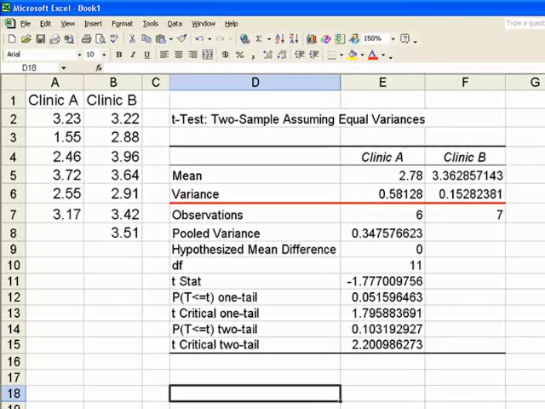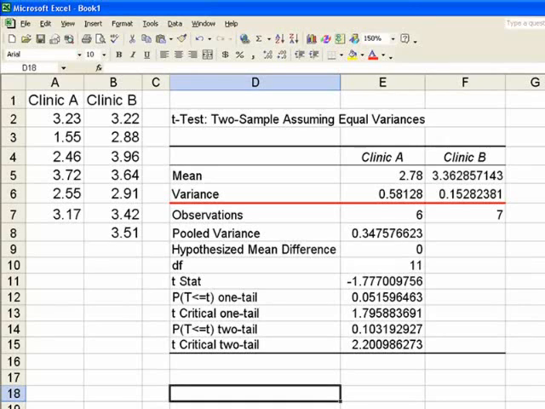Observations, it tells me that we have 6 observations for Clinic A. And it's real important that you check these. Make sure that you really do have 6, because it's easy to make a mistake and not grab all the data you wanted to grab. So in this case, we do have 6 observations. For Clinic B, we do have 7 observations. Note that there's not an equal number of subjects in each group, but that's all right.